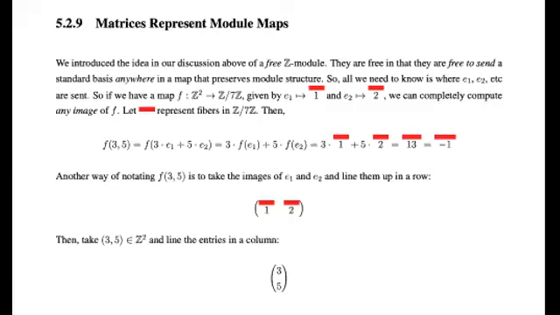Welcome to a read along with Dr. Powell in the book Discrete Perspectives in Mathematics. This is subsection 5.2.9. Matrices represent module maps.